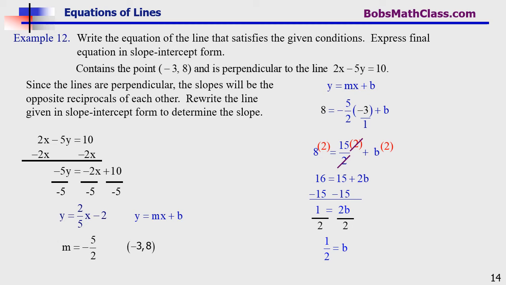All right, we have our m, which is negative 5/2, and our b, which is 1/2. So insert those two numbers into your handy-dandy formula. Y equals negative 5/2 x plus 1/2.